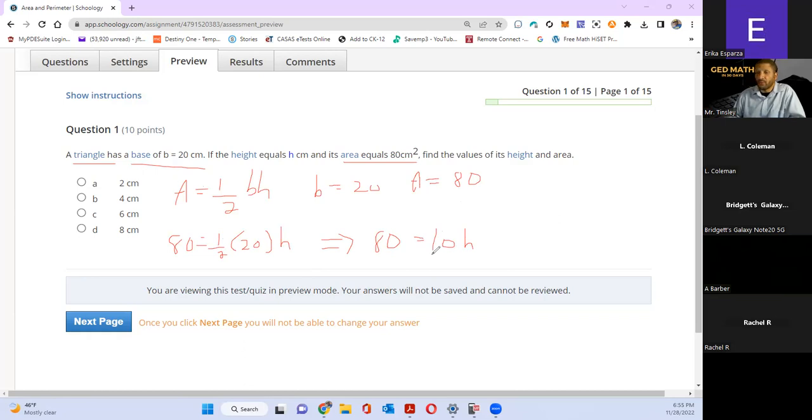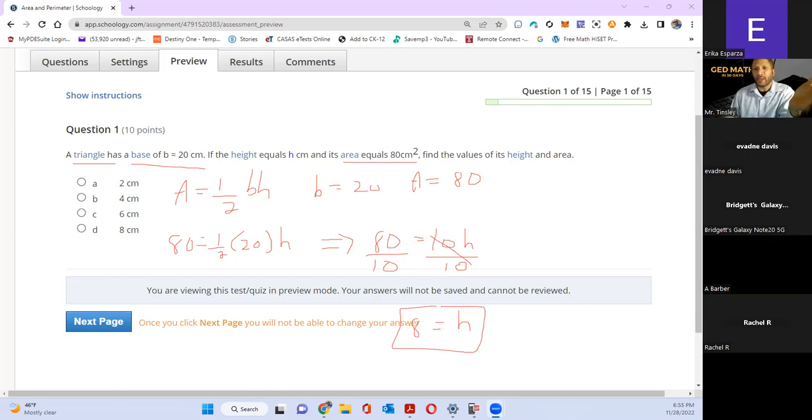Subtract it on the full time. Oh, definitely not subtract. Stop playing. 80 equals 10 times H. Divide. Divide by 10. Whatever I do on one side, I do on the other. We get H is equal to what's 80 divided by 10? 8. Okay. Mr. Tinsley, this algebra is giving me a headache.